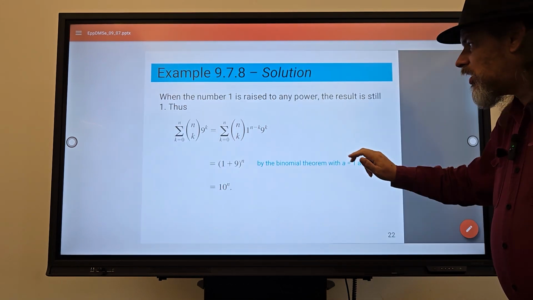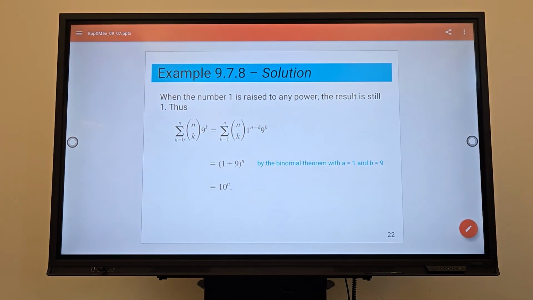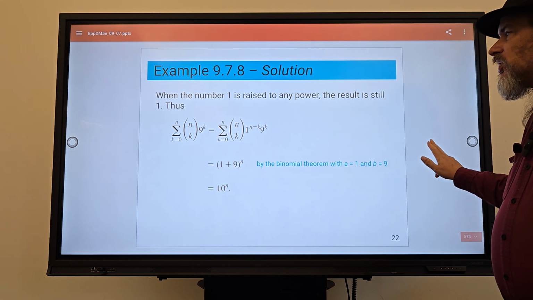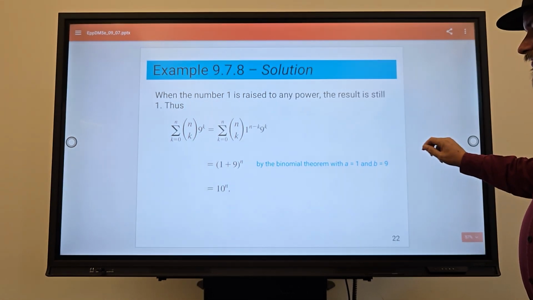Well, when the number 1 is raised to any power, the result is still 1. Thus, you can write it as the summation with k from 0 to n of n choose k times 1 to the n minus k times 9 to the k, which using the binomial theorem works out to be 1 plus 9 to the n, or just simply 10 to the n. And that is it for that.